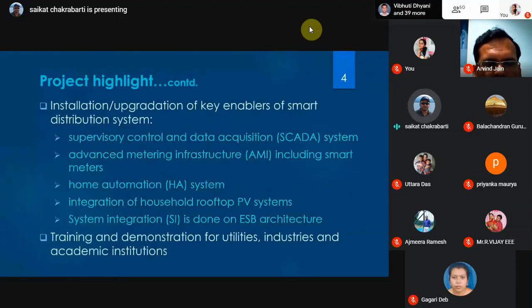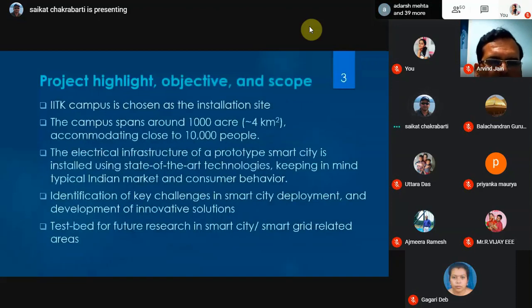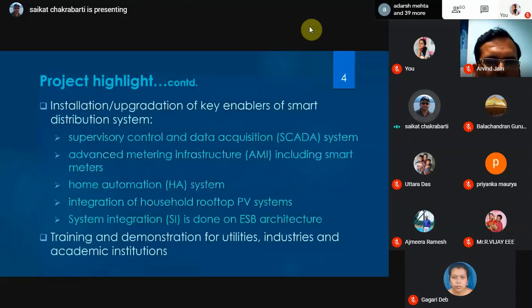A little bit of project highlight. I think we had one more slide. These are the basic functionalities here. Okay.